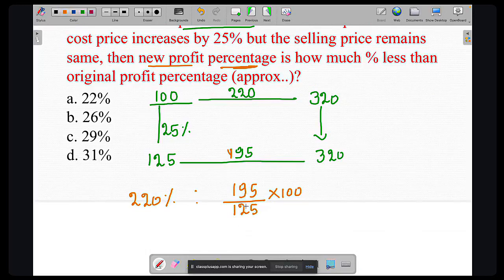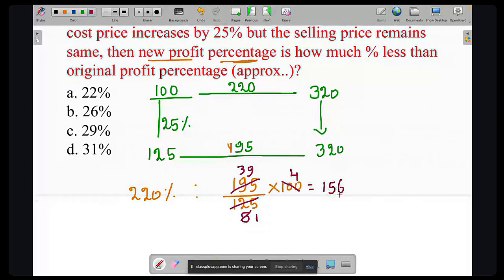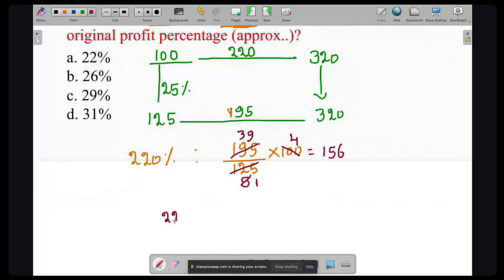If I need to calculate on 125, I want the denominator to be 100, that's why I'm calculating this way. Otherwise, do it with basics. 5 ones you can cancel. Otherwise, 25 ones are 25, 25 fives are 125, 25 fours are 100. Again, 5 ones are 5, 5 threes are 15. Remaining, I have 5 fours, 9 nines are 9, 39 into 4, that will be 156. Is it clear now? Yes, sir. Old profit is 220 percentage, new profit percentage is 156 percentage. Is it clear?